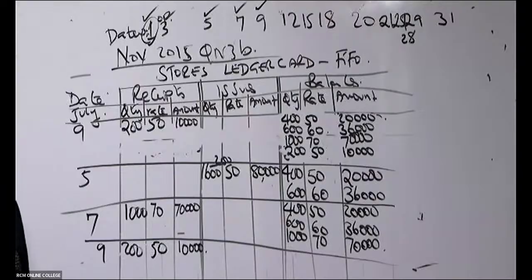Now we go to the 12th. So what happened on the 12th? We issued how many? 400. Let's go ahead and issue. We're using which principle? FIFO. The oldest we issue first. The very oldest we issue first.